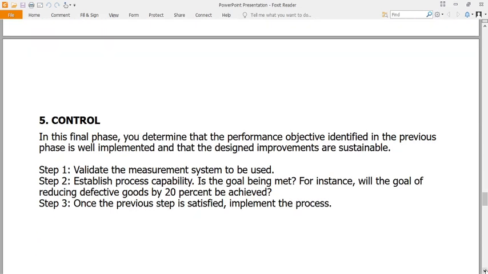So number 5, we control. So this is the final phase, and here the performance objective is identified, and the major goal is to check whether it is well implemented, and therefore this is a stage where you validate the measurement system that is used. You establish the process capability, so you find out whether your goal is being met, and then you implement the process.